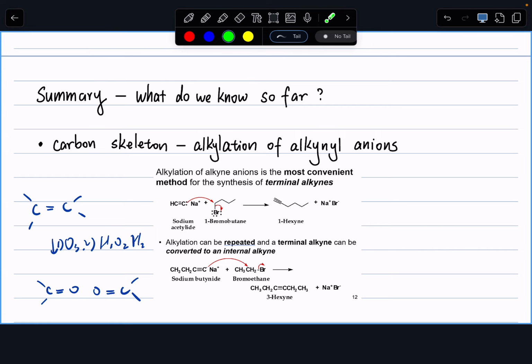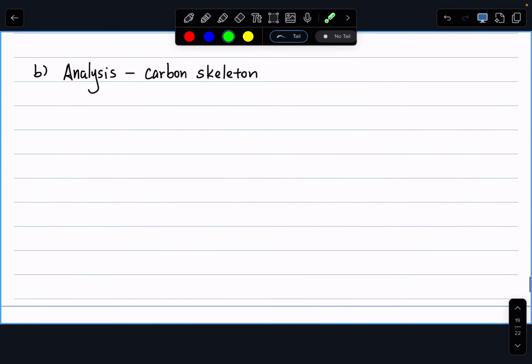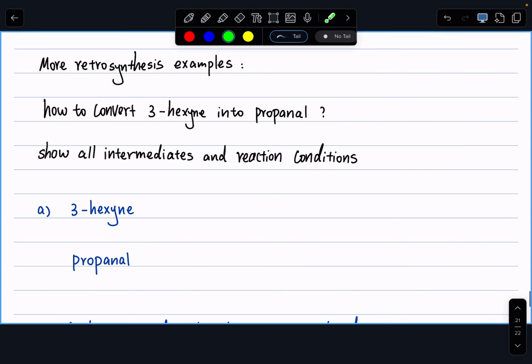All right. And let's do one more example together. So this one, second example, how do we form propanal from 3-hexyne? So again, we first, very loud, 1 second. Can you actually hear me without microphone? Yes. Okay, sounds good. I'll just speak really loud.